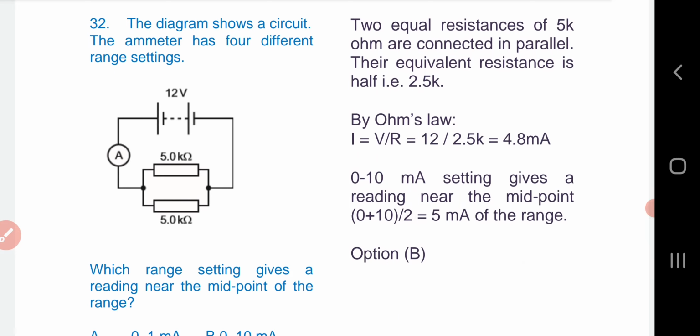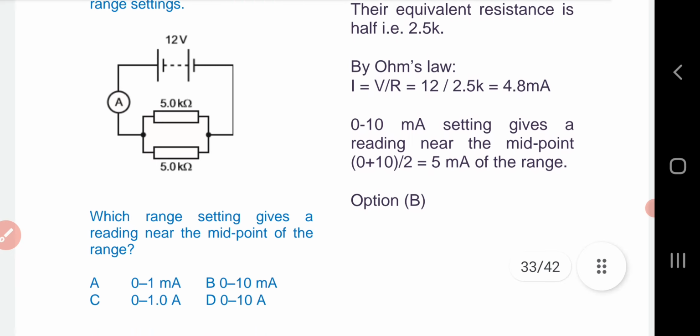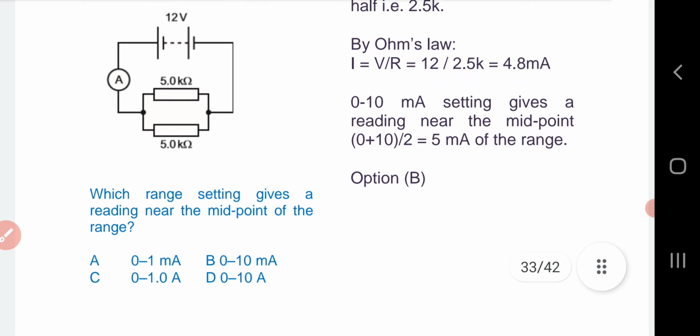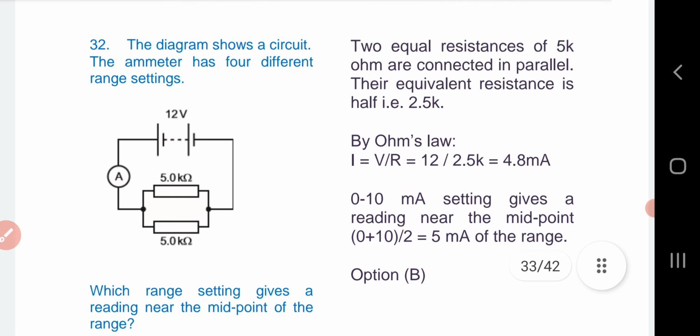Question number 32. The diagram shows a circuit. The ammeter has 4 different range settings. Which range setting gives a reading near the midpoint of the range? And the answer is, two equal resistances of 5k ohm are connected in parallel. Their equivalent resistance is therefore half, that is 2.5k.